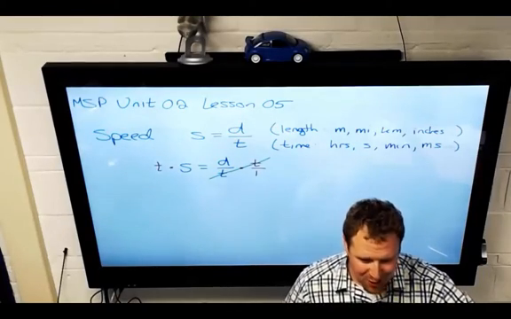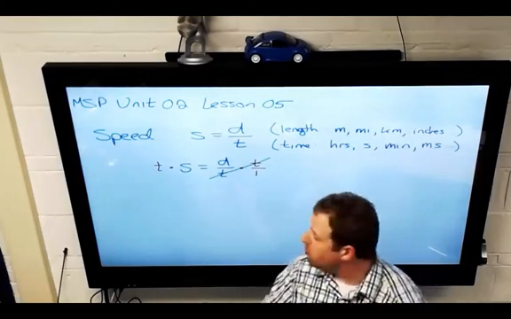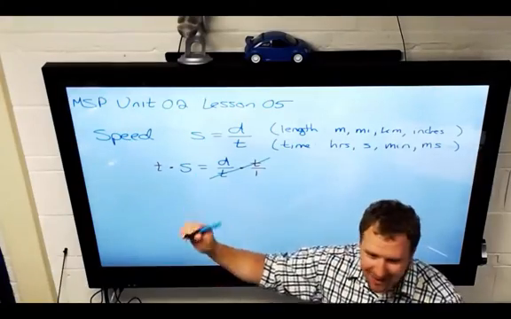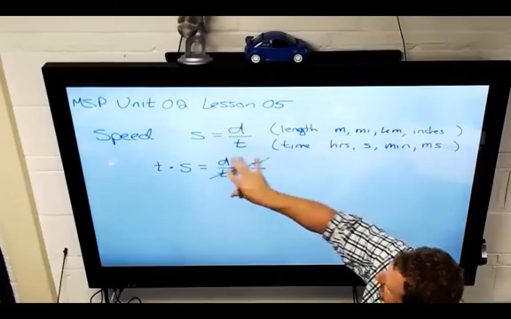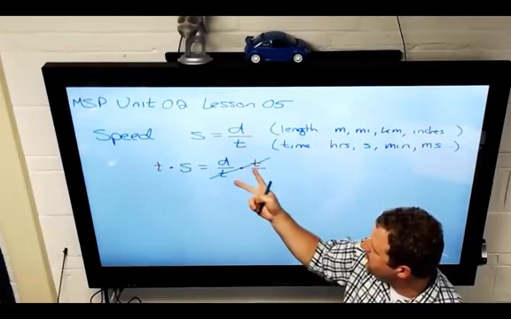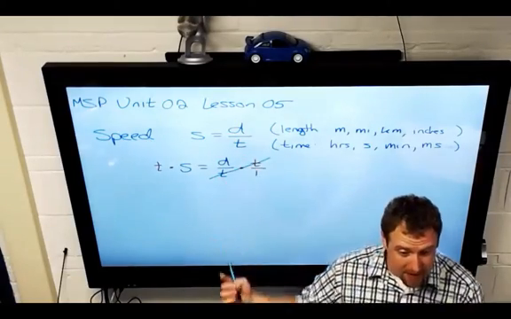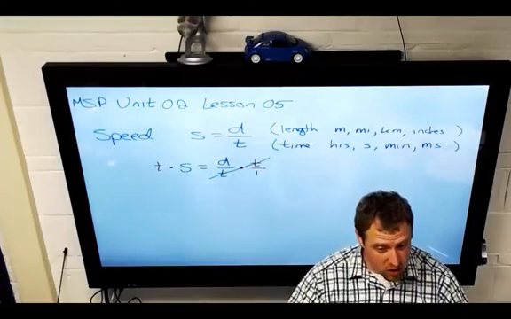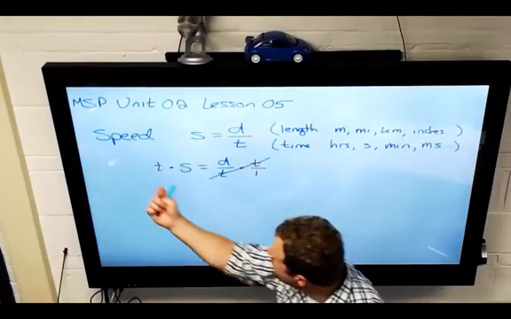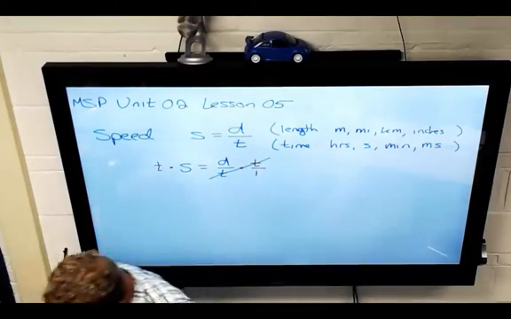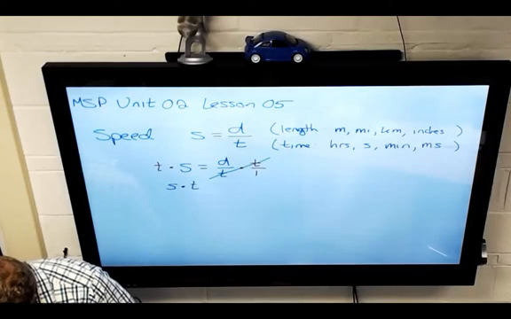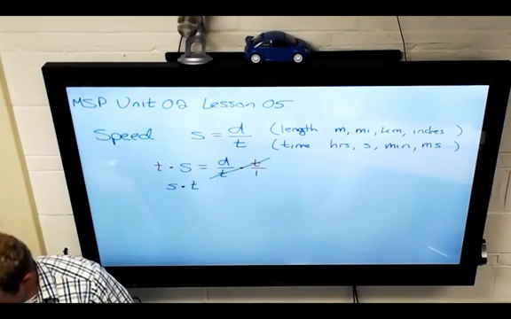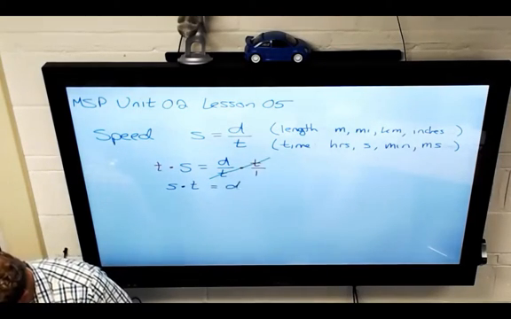What can you not do in cross simplification? You cannot do it across a what? Equal sign. Can't do it across an equal sign. But as long as they're on the same side, like I see here, I can simplify these. If there's a t in the top and a t in the bottom, that's fine. They can go away. I've moved t to the other side, and so I am left with s times t, I like doing it in alphabetical order, equals d.